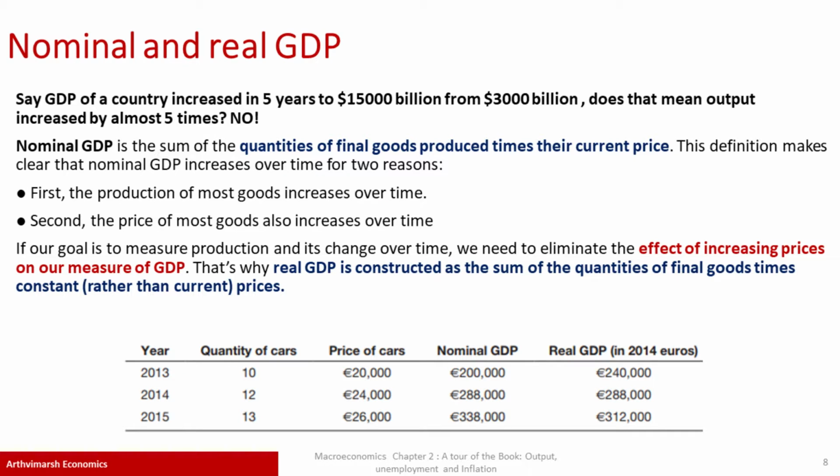Let us assume that in a country, the GDP of the country increased in 5 years from 3,000 billion to 15,000 billion dollars.